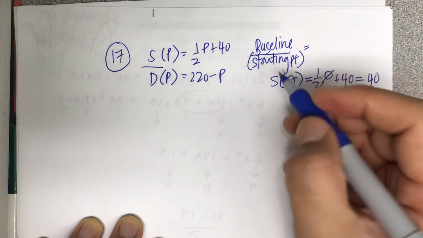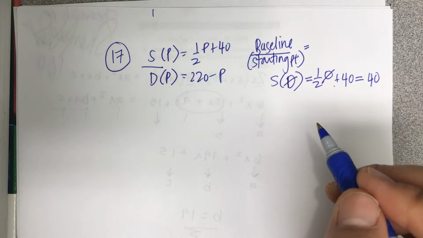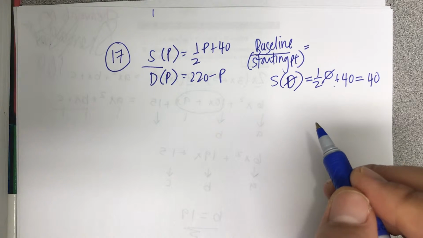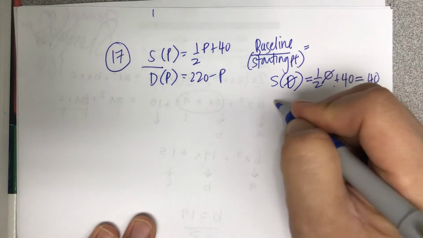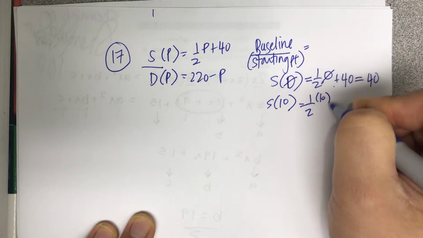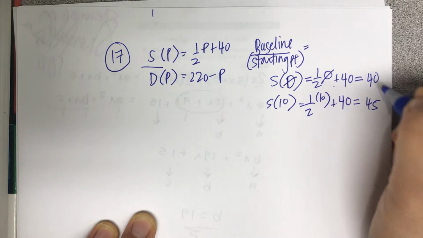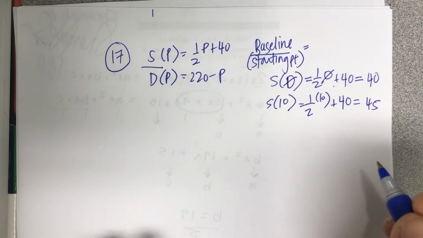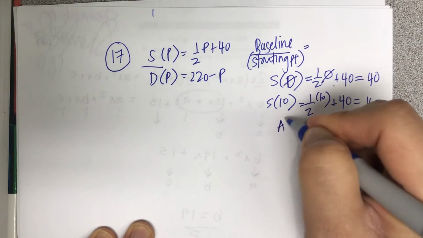10. Because they want to know next, how will the quantity of the product supplied to the market change when the price is increased by 10? So if you go 0 plus 10, it's 10. So now let's do it with 10. You put half times 10, which is 5, plus 40 equals 45. So now what is the increase? 5. Yes, the quantity supplied will be increased by 5 units. That is why A is the answer.